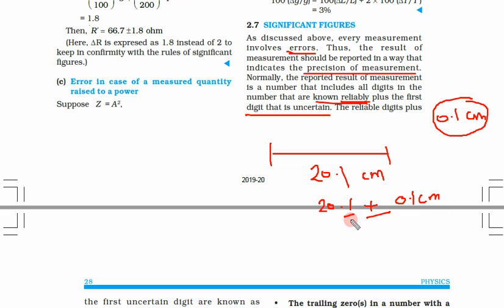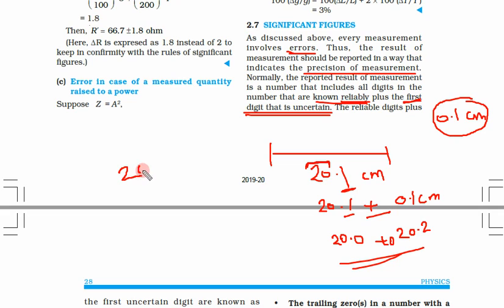So the last digit is uncertain. Last digit can be 2, last digit can be 0. So this will vary from 20.0 to 20.2. So the last digit is uncertain. So we always write all the numbers that are reliably known. So these numbers are reliably known. This is definitely 20. Plus only one digit, the first digit that is uncertain. So what is the uncertain digit? The uncertain digit is 1. So we write all those numbers that are reliably known, 20, and one unreliable digit, that is 1. This is the way of reporting something.